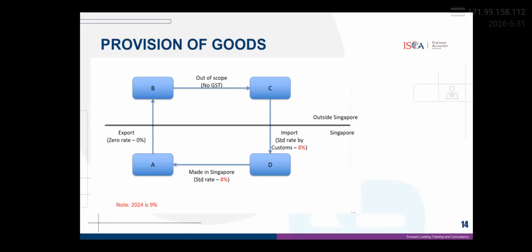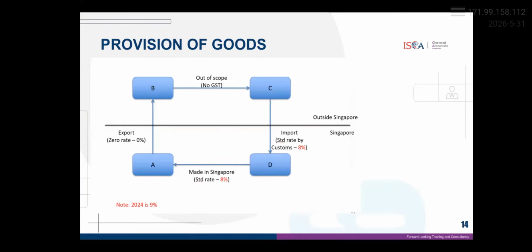A sells to B, assuming A is in Singapore and B is outside Singapore. The beginning location of the goods is in Singapore, and the ending location of the goods after the transaction is outside Singapore. This is considered exportation, where the type of supply is zero-rated supply.